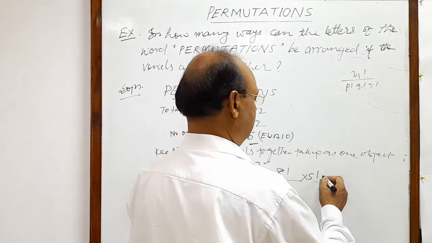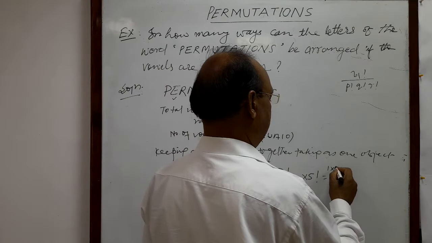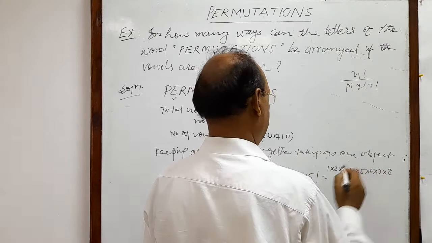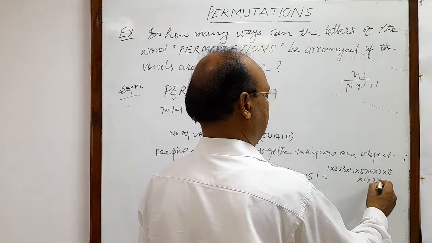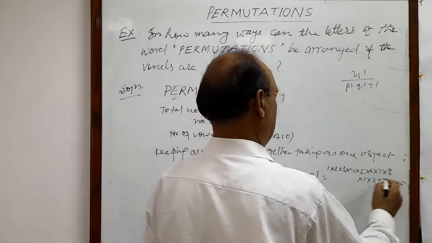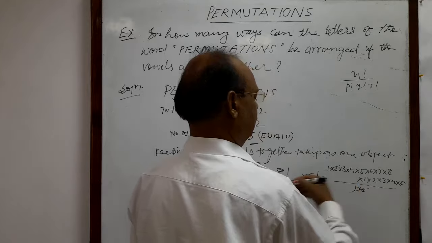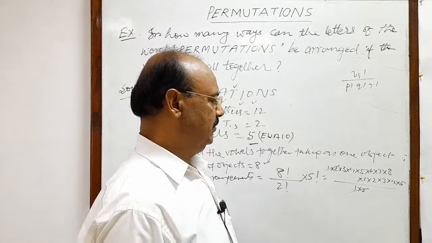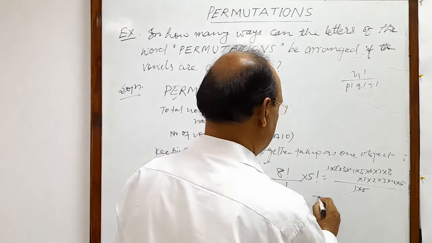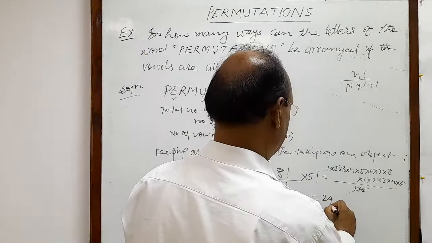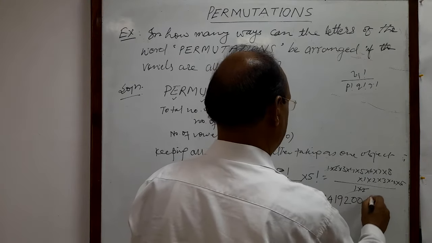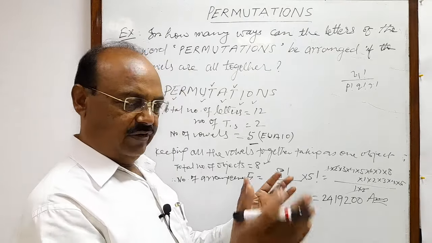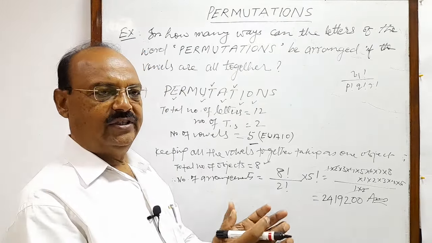So simplify it, this is equal to 1 into 2 into 3 into 4 into 5 into 6 into 7 into 8, and this 5 factorial is 1 into 2 into 3 into 4 into 5, divided by 2 factorial, 1 into 2, this much will be cancelled out. And this multiplication we have to do, and after multiplying all these numbers, you will get 2419200. So this is the total number of arrangements. This is the answer when all the five vowels are kept together.